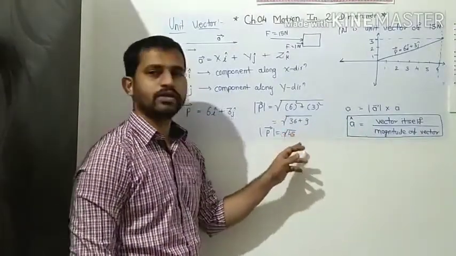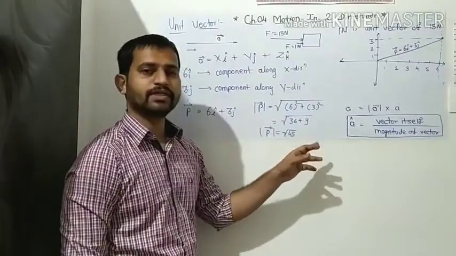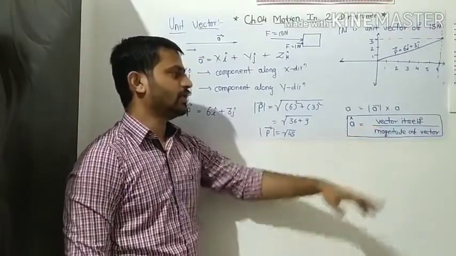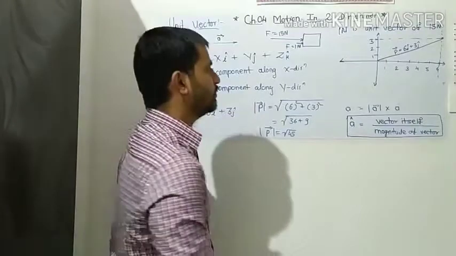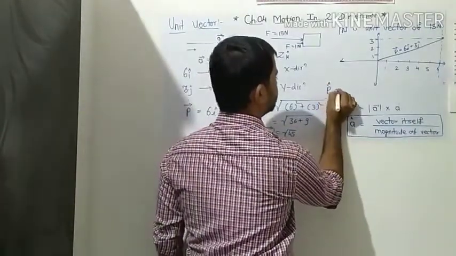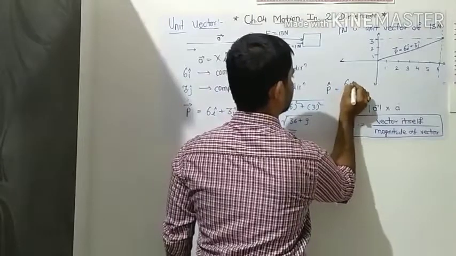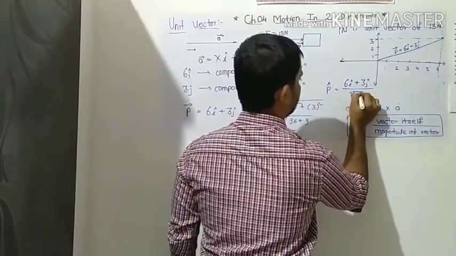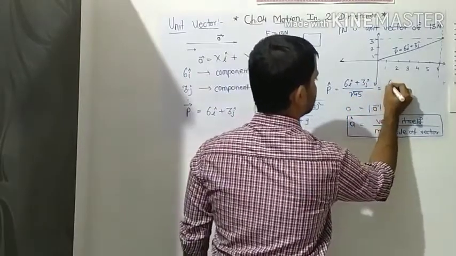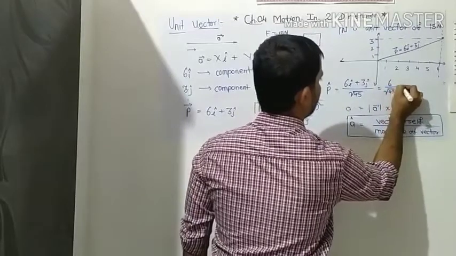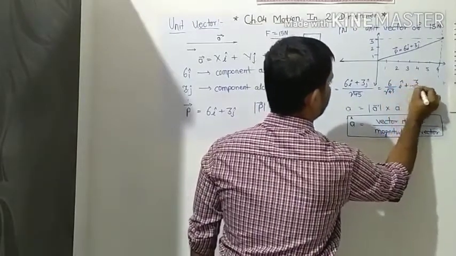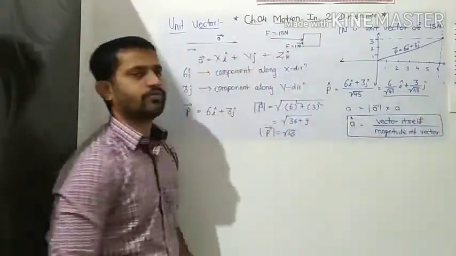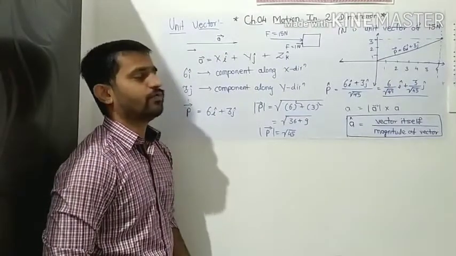Here it will be nothing but p cap. Okay, p cap will represent the unit vector. In that case, p cap is equal to the vector itself upon the magnitude. So we can represent p cap as 6i cap plus 3j cap upon the square root of 45, or we can also write it as 6 by square root of 45 i cap plus 3 by square root of 45 j cap.